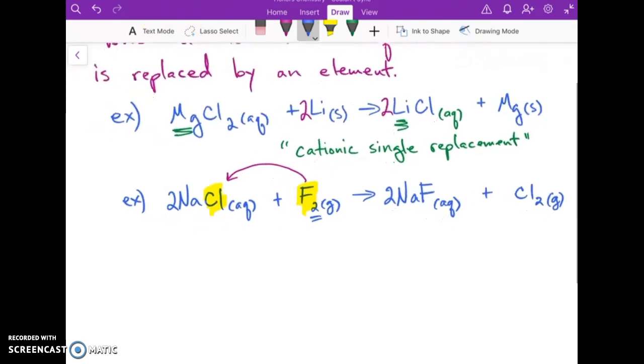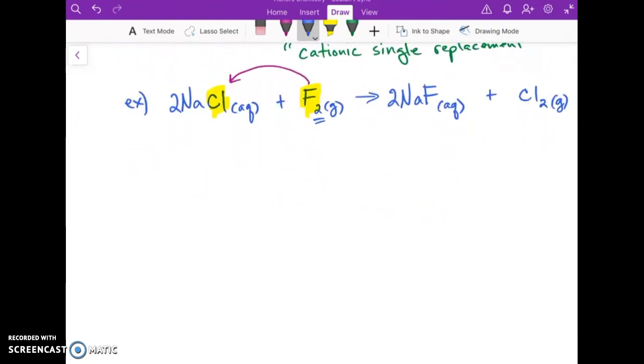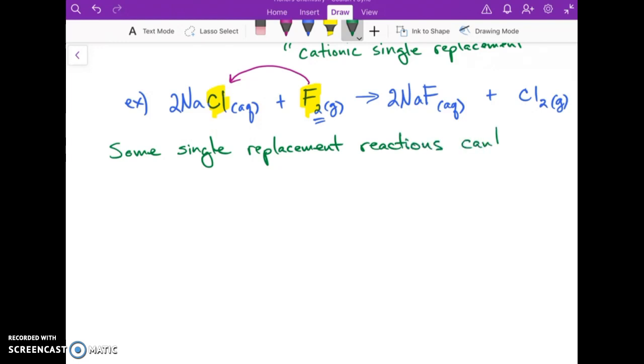Okay, so the last thing we have to say about single replacement reactions is that it is possible for us to have a single replacement reaction that doesn't work. In other words, it doesn't happen. We don't get any products. We call it a no reaction. So we're going to say some single replacement reactions can't happen.